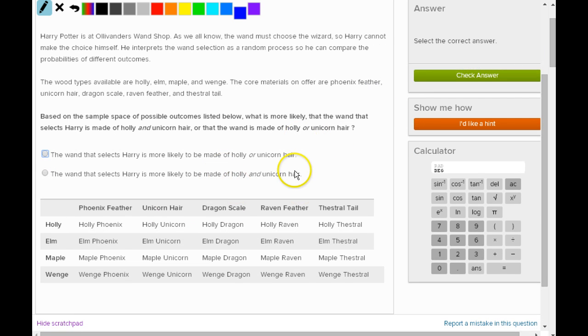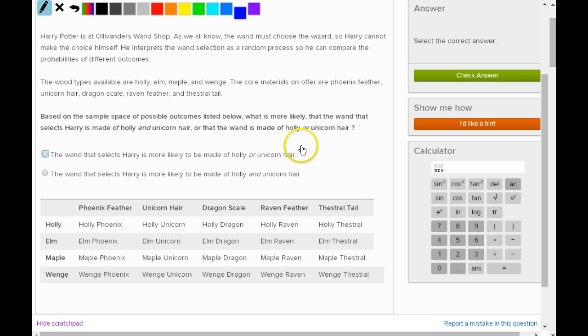Okay, let's try another one of these. Alright, so Harry Potter's at Ollivander's wand shop. Oh boy. As we all know, the wand must choose the wizard. Harry cannot make the choice, and he interprets wand selection as a random process. You can compare probability. The wood types available are holly, elm, maple, and wenge. Core materials on offer are phoenix feather, unicorn hair, dragon scale, raven feather, and thestral tail. Based on the sample space of possible outcomes listed below, what is more likely, that the wand that selects Harry is made of holly and unicorn hair, or that the wand is made of holly or unicorn hair?